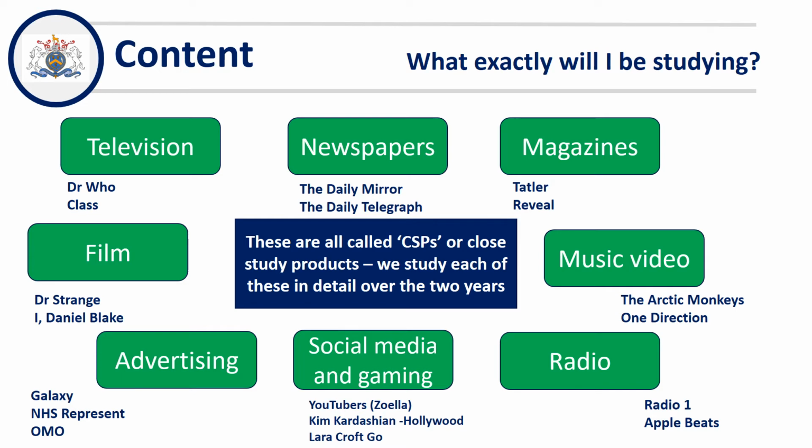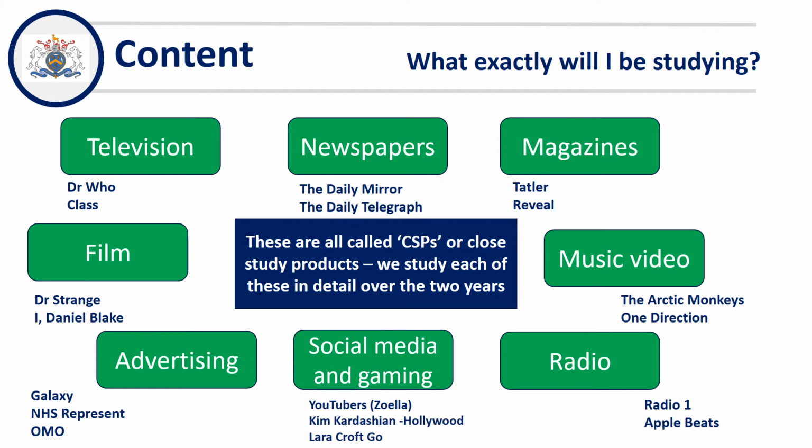Okay, another one that they did recently was they did the advertising CSPs. So they looked at Galaxy, which is a modern day advert. They looked at NHS Represent, which is also a modern day advert, but done like a music video. And also Omo, which was a washing powder from the 1950s. And the point of that is it was showing you how it represents people back then, how women were shown, how men were shown, and then comparing it to the present day.